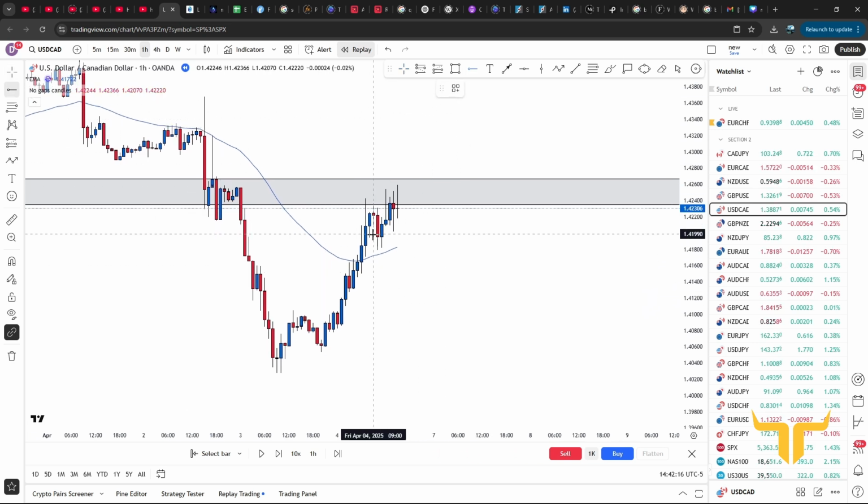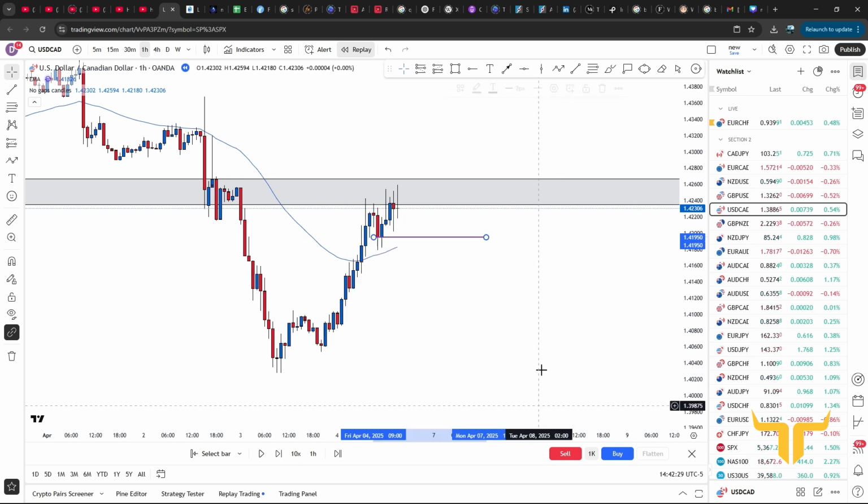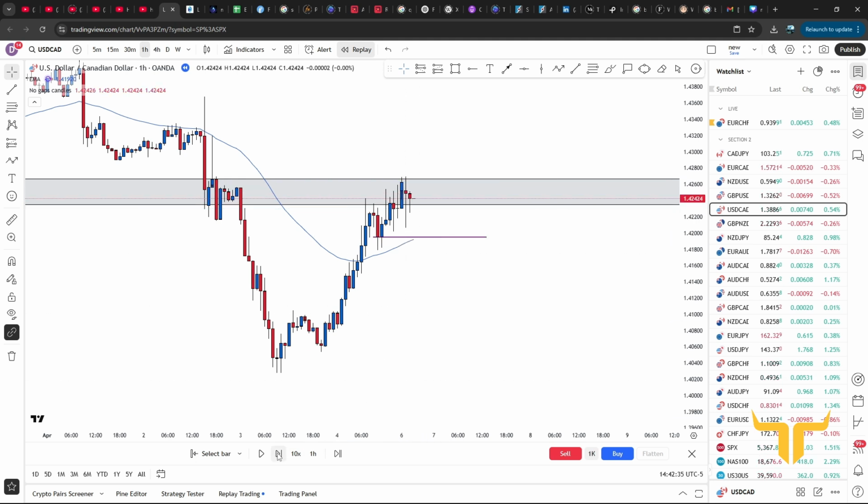So right now, this area right here would be the structure point that we want broken. Yeah, all time frames. So we want to wait for price to break this purple line. So let's wait for price to break that purple line.